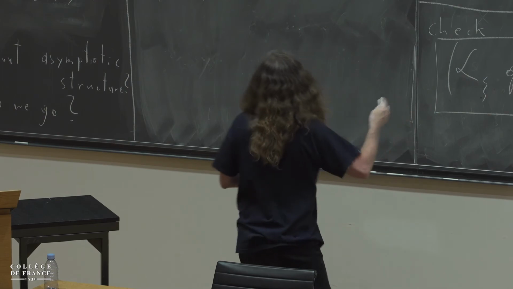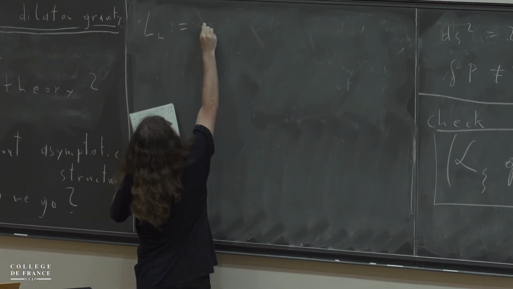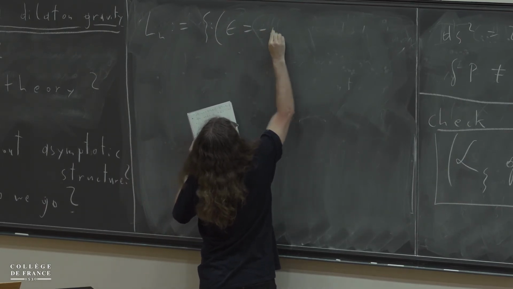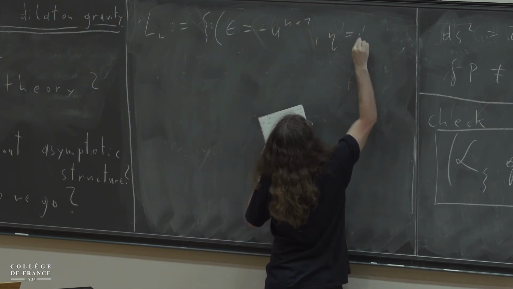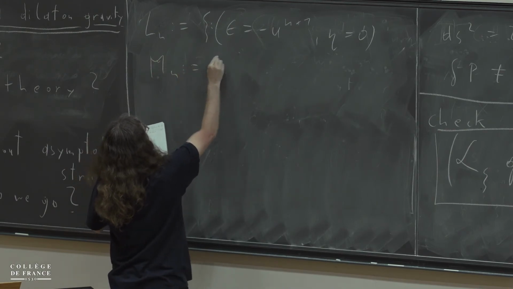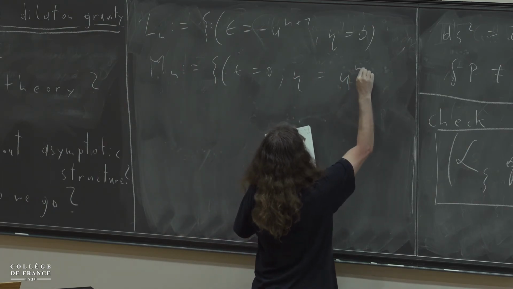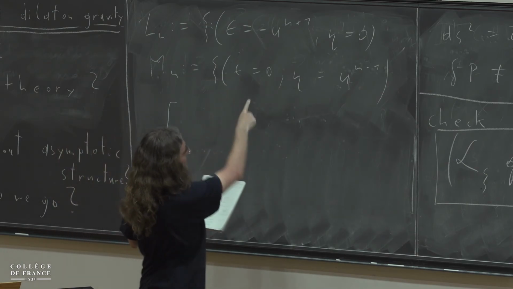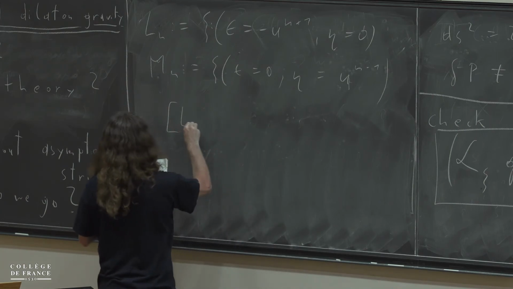So here I introduce Laurent modes. Ln is defined as psi, where epsilon is non-zero, but it's just given by the coefficient minus u to the n plus 1, and eta is 0. And Mn is defined as psi, where epsilon is 0, and eta is u to the n minus 1. And then when you plug this ansatz, or this definition, into the Lie bracket algebra, you recover the following infinite dimensional algebra.